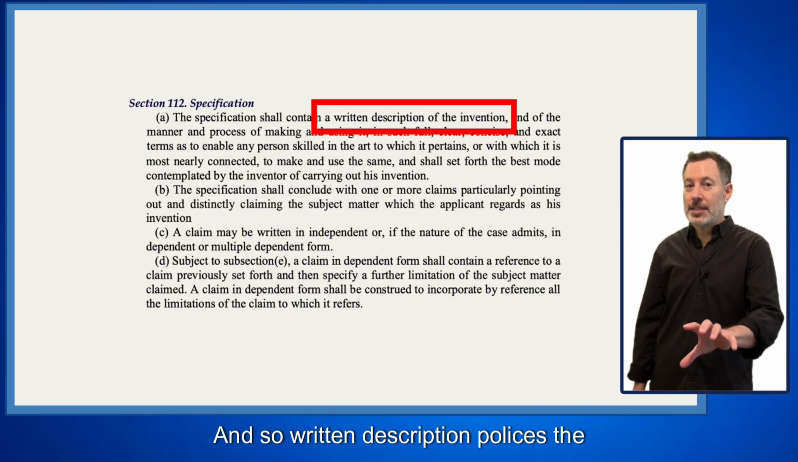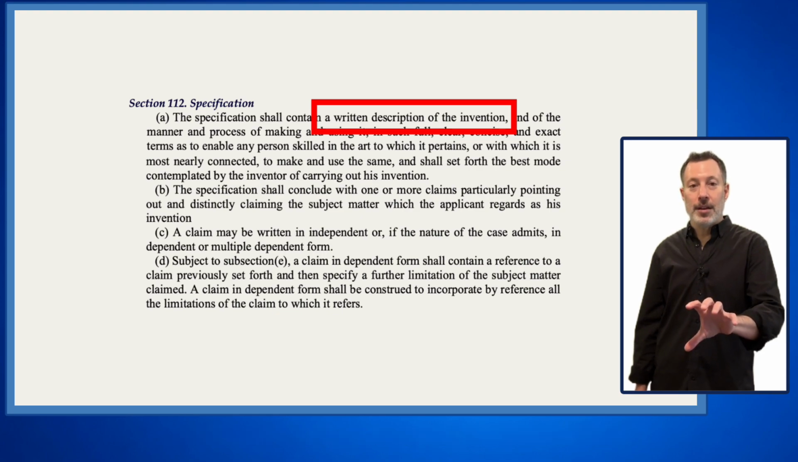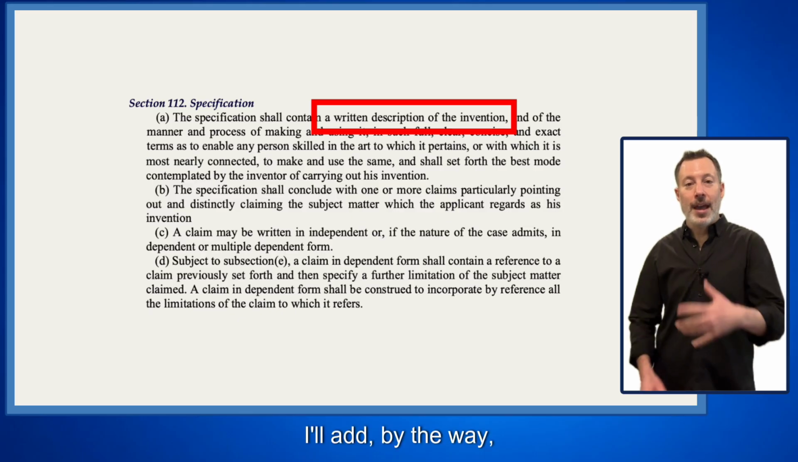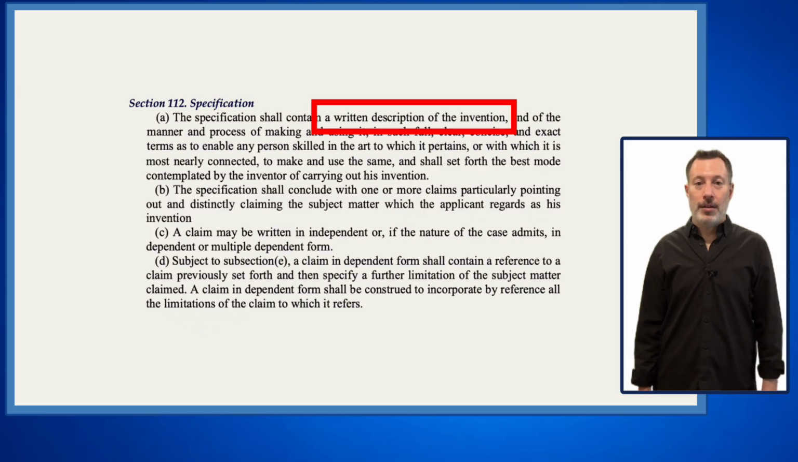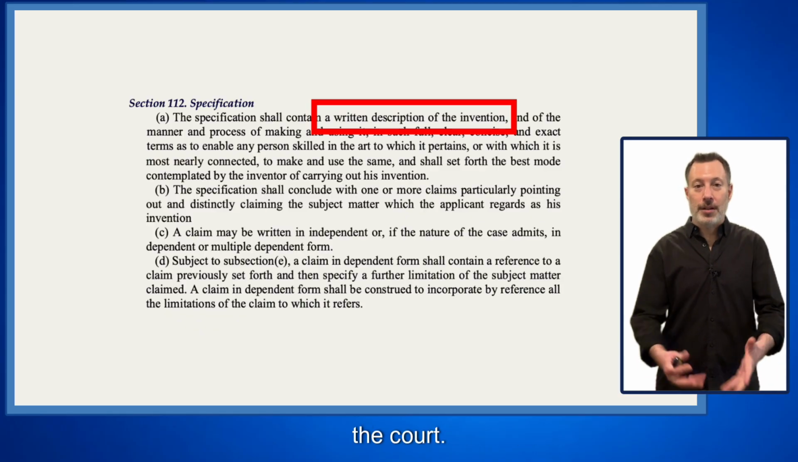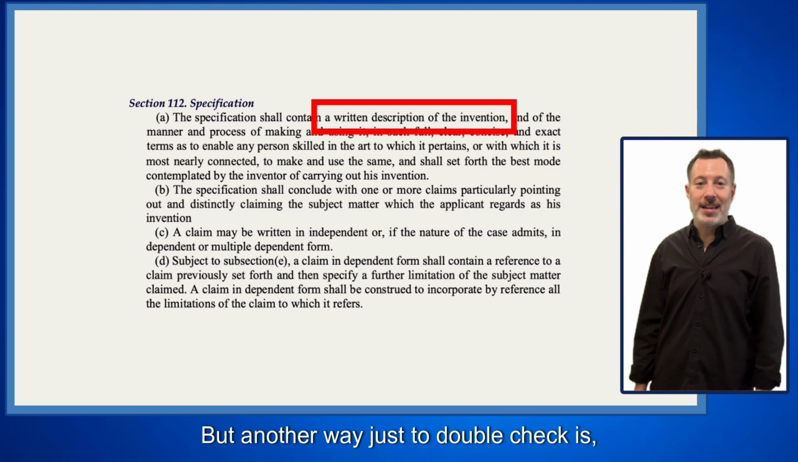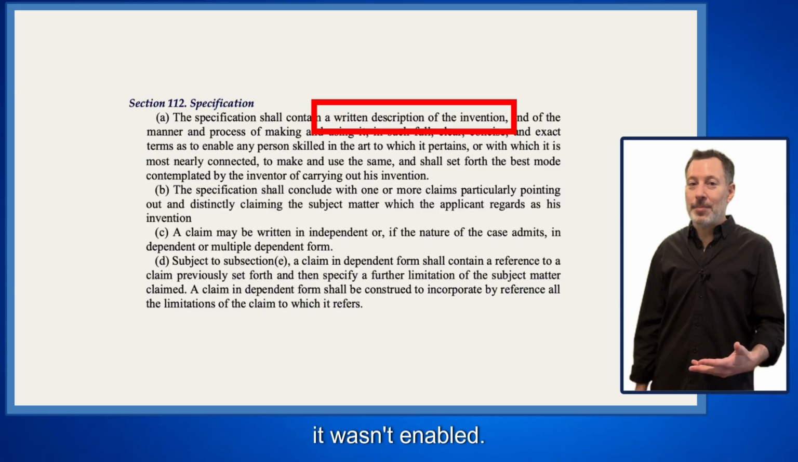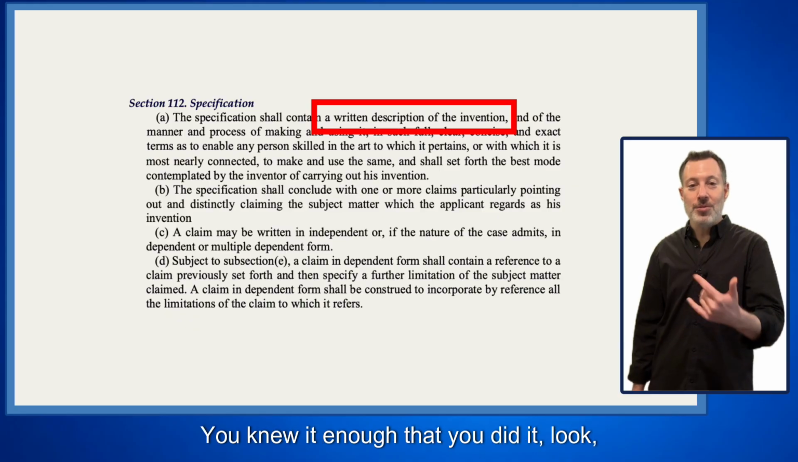And so written description polices the match between your claims and your explicit descriptions, even if it's true that your original disclosure enabled. It catches some of this funny business when people are playing with the claims after the fact. I'll add, by the way, written description is kind of a belt and suspenders rule to help us do enablement well. So enablement is very scientific for the court. We ask what someone skilled in the art would understand, and we'll try. But another way just to double check is, did you describe it? Because if you didn't describe it, maybe that means it wasn't enabled. Or maybe better, going the other way, if you did describe it, I'm more likely to believe you enabled it. You knew it enough that you did it.